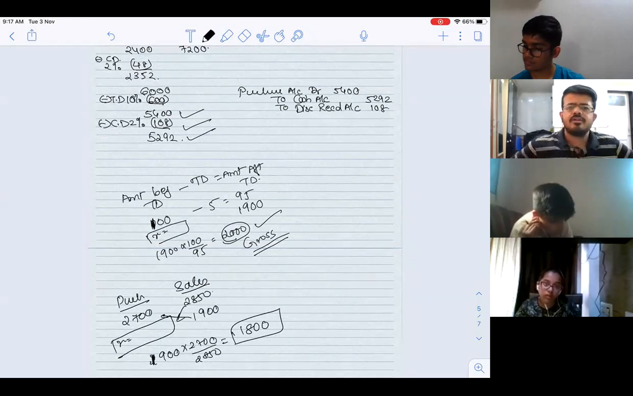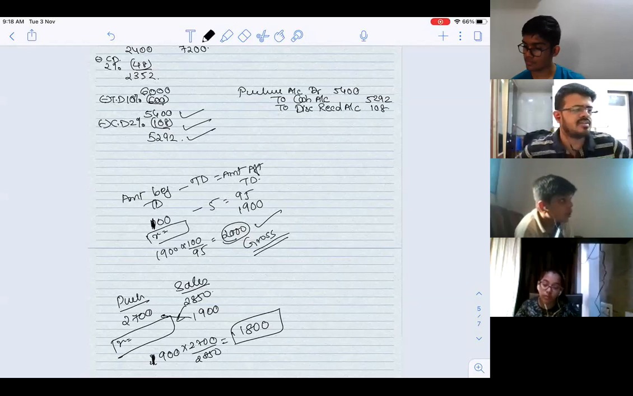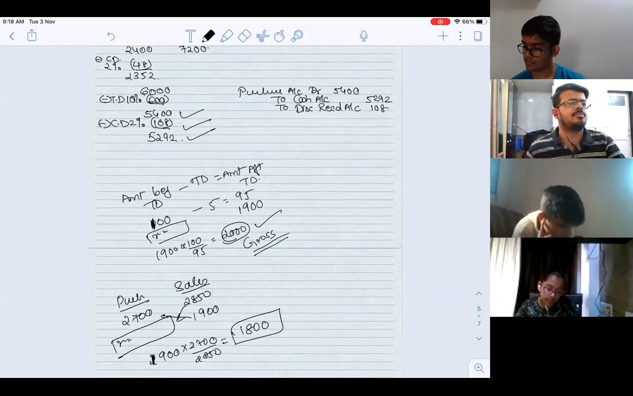Got the method? सेल्स रिटर्न परचेज रिटर्न. टीडी का ध्यान रखना है, ग्रॉस है तो टीडी माइनस करना है. खाली सेल्स रिटर्न के वक्त सेल्स का टीडी, परचेज रिटर्न के वक्त परचेज का टीडी.